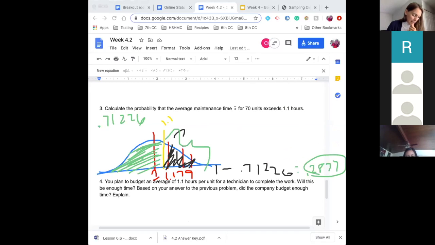Calculate the probability that the average maintenance time exceeds 1.1 hours. There's a 29% chance of exceeding 1.1 hours.